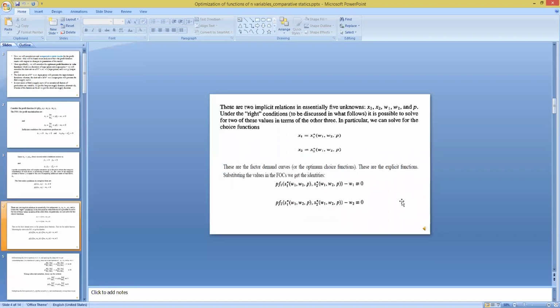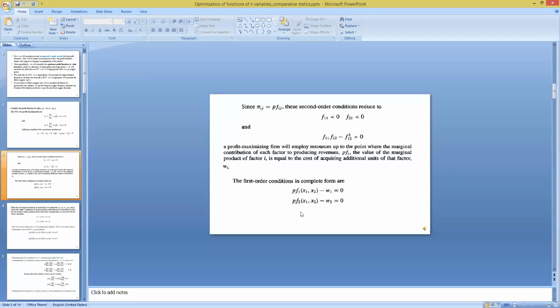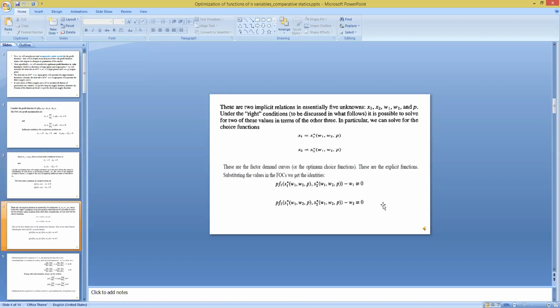Now, if I solve these two first order conditions, we will get the optimum values of x1 star and x2 star, because in this profit function x1 and x2 are variable. So we solve the entire exercise first to get x1 star and x2 star. Once we get x1 star and x2 star, we get pi star. These optimum values will be functions of W1, W2, P.